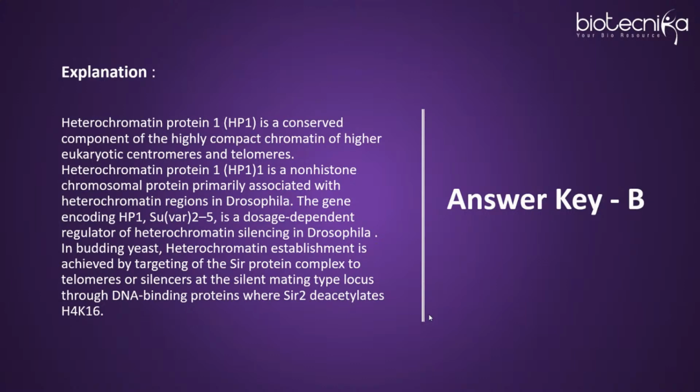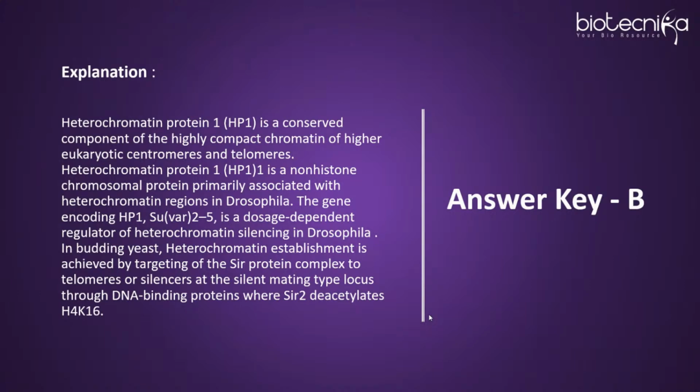They are primarily associated with the heterochromatin regions in Drosophila. So in case of Drosophila, these HP1 are present and involved in the formation of heterochromatin regions, right? The gene encoding HP1, SU(VAR)2-5, is a dosage-dependent regulator of heterochromatin silencing in Drosophila. So wherever these heterochromatins are present, they basically silence the gene, right?